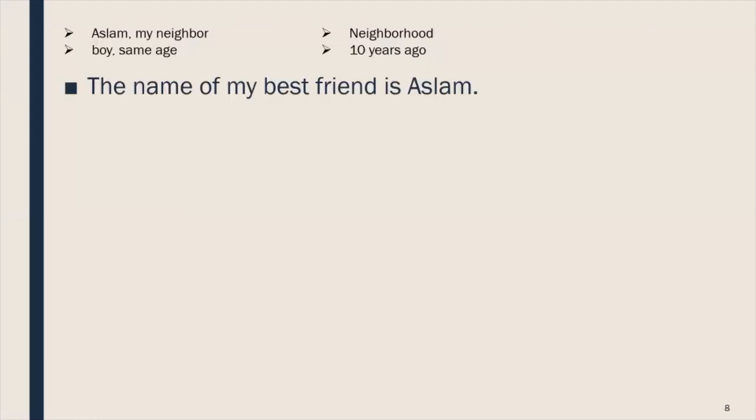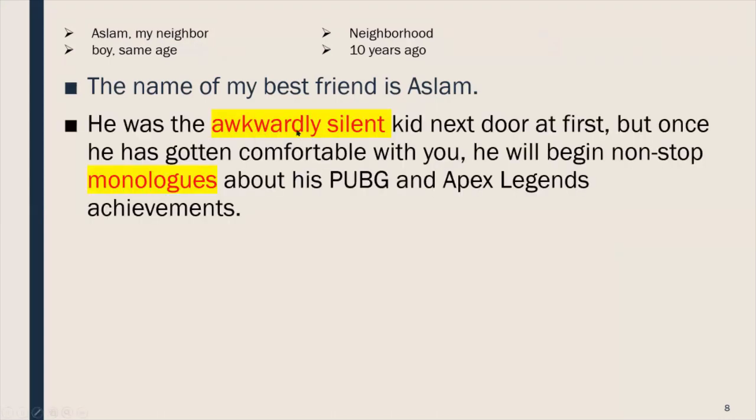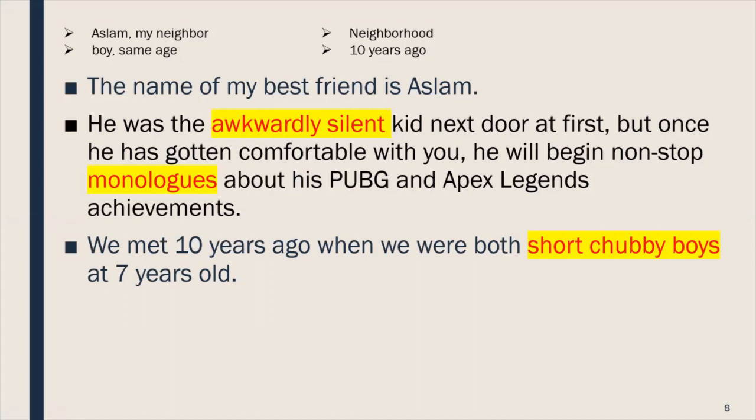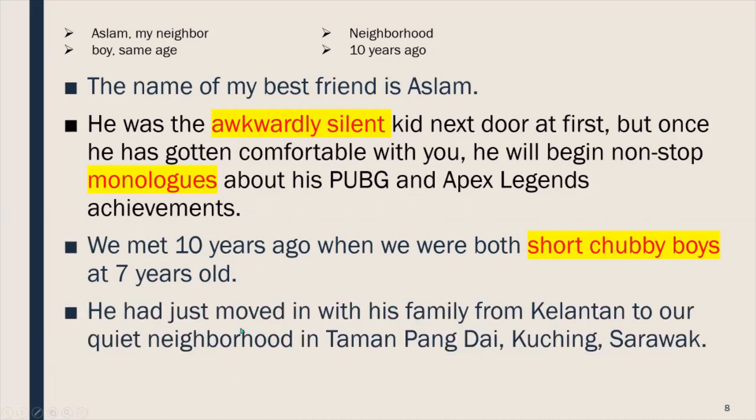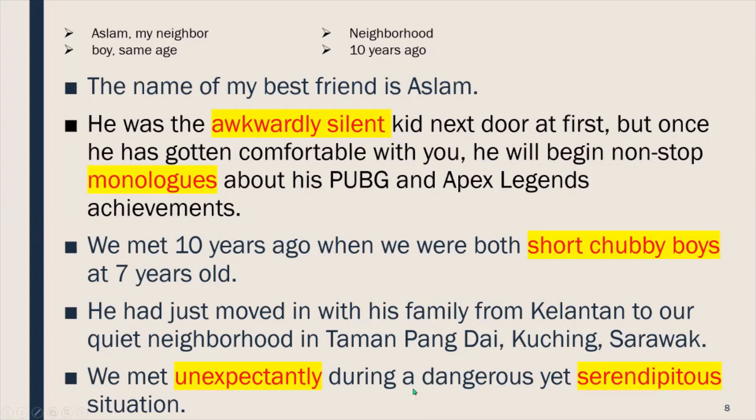So, Aslam, my neighbor, the name of my best friend is Aslam. He was the awkwardly silent kid next door at first, but once he has gotten comfortable with you, he will begin non-stop monologues about his PUBG and Apex Legends achievements. 10 years ago, we met 10 years ago when we were both short, chubby boys at 7 years old. He had just moved in with his family from Kelantan to our quiet neighborhood in Taman Pandai, Kuching, Sarawak. We met unexpectedly during a dangerous yet serendipitous situation.